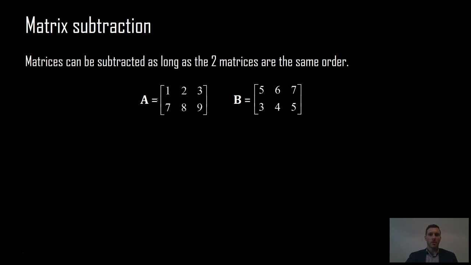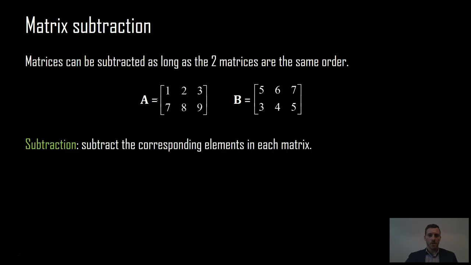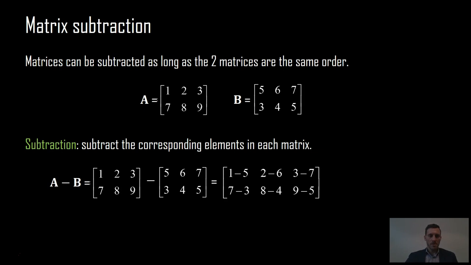Again, we have two 2 by 3 matrices, so we subtract one from the other. This time we subtract from matrix A the corresponding element from matrix B. We write matrix A minus matrix B equals, and then we can rewrite the matrix with the subtraction of the corresponding elements within the matrix. And we can finalize that and we get a matrix of the same order.